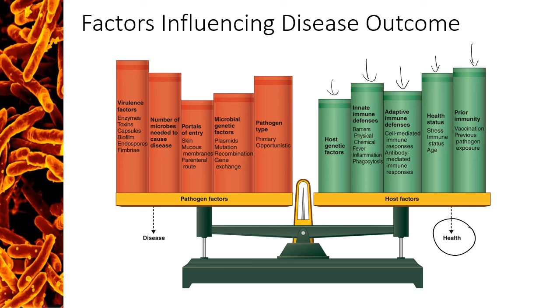However, if on the pathogen side they win, and we've got a microbe that has a number of different virulence factors, maybe it has a low infectious dose, so the number of microbes needed to cause disease is low. Those are controlled by things like the genetic factors of the microbe, the type of pathogen it is. So there are some pathogens that are called opportunistic. They can only cause disease in people that have a weakened immune system, and kind of how the pathogen gets in. If all of the factors on the pathogen side win out in the battle, then we get disease. And so this is also an ongoing battle between the microbe coming in and the host immune system trying to fight back.